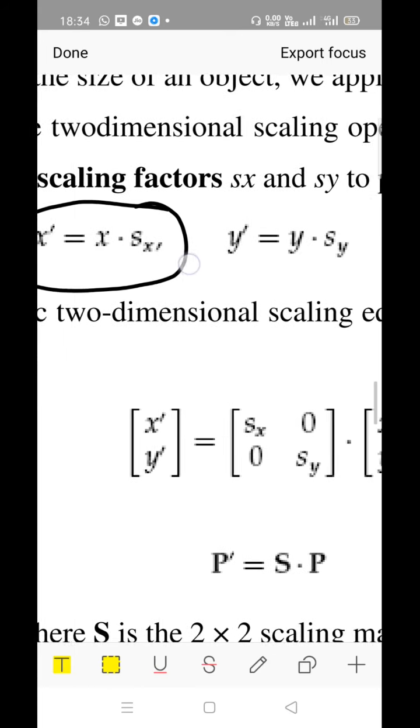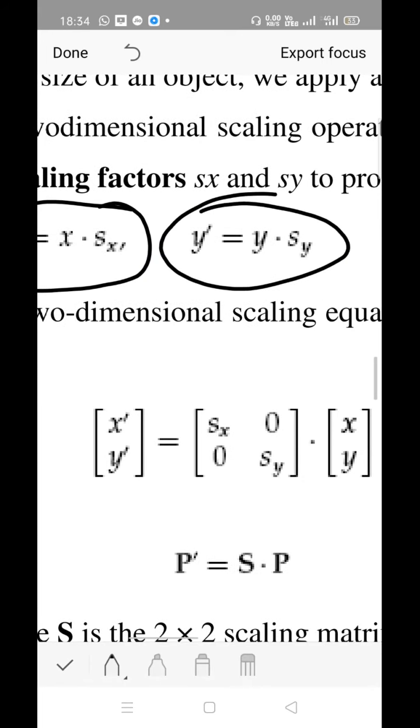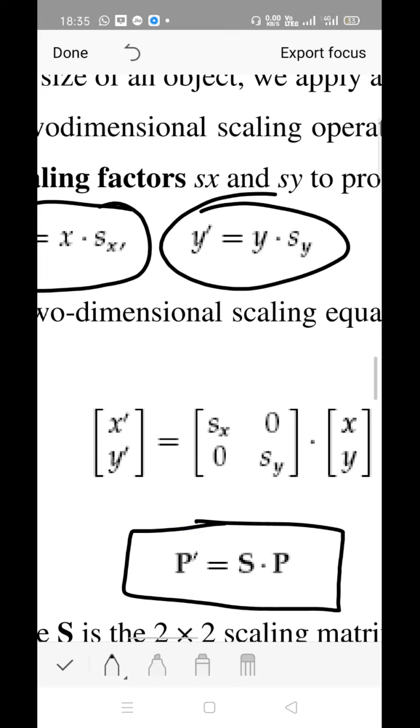The same is applicable for y as well. So, y dash is obtained by multiplying the term. Please remember, for translation we add the term, and for scaling we multiply the term. Here the term is the scaling vector content with respect to y. So, y dash equals y into Sy. How do we write the matrix? It is a multiplication of two matrices: the scaling matrix multiplied with the original point x, y. So, P dash is obtained as S into P, where S is the scaling matrix.